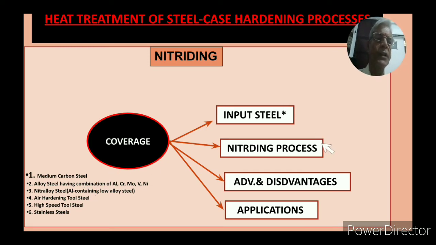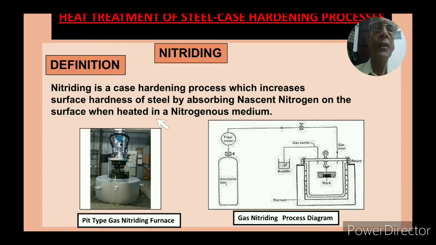Now this is the nitriding process that I will cover, and after that advantages and disadvantages, and finally application. First of all, definition. Nitriding is a case hardening process which increases surface hardness of steel by absorbing nascent nitrogen on the surface when heated in a nitrogenous medium. It means steel is heated in a nitrogenous medium wherein nascent nitrogen gets absorbed on the surface of the steel and thereby the surface becomes hard. So this is the definition of nitriding.